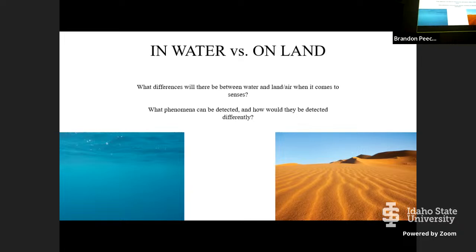So I want you to talk to each other here, come up with some really good ideas. What are some differences that are going to come in? You can use this as a guide if you're like, what is he asking me? What are some differences between land and sea when it comes to what's going to be happening there and sensing things? Okay, please go ahead and talk to each other about that.